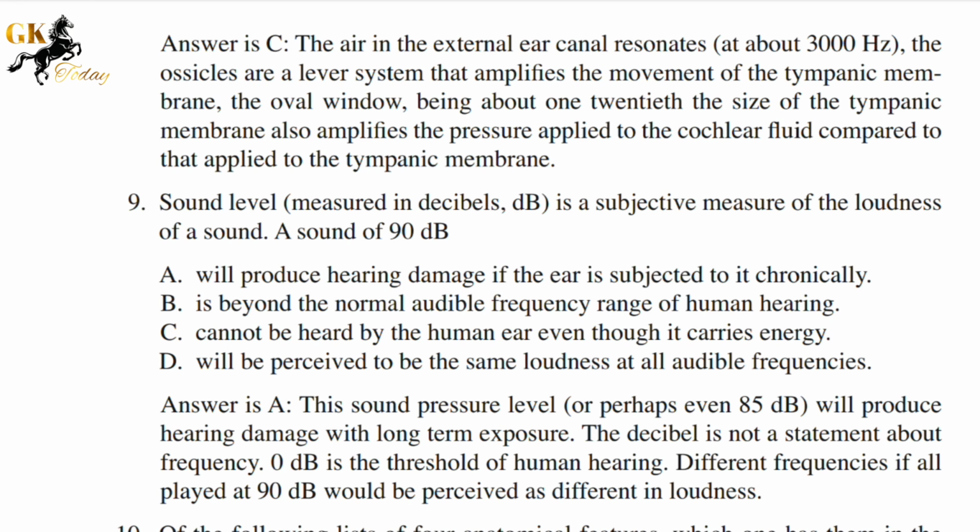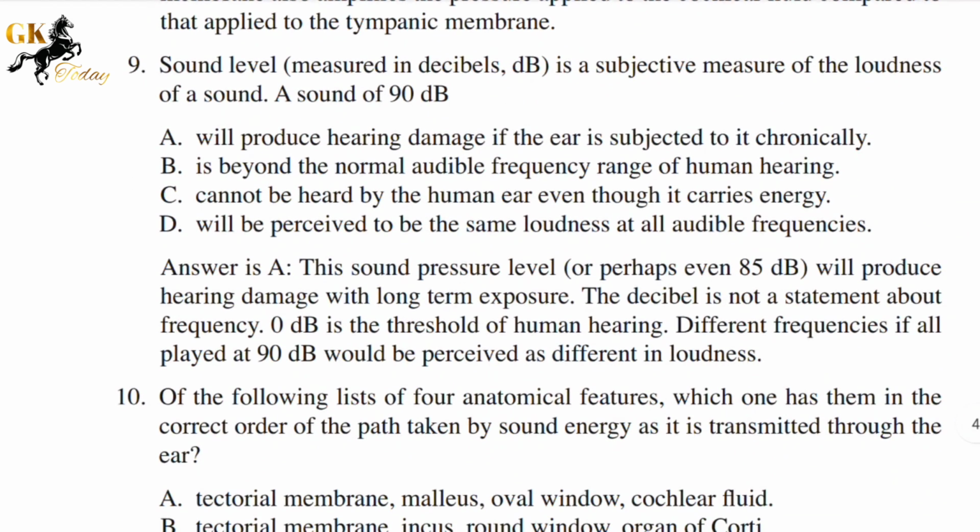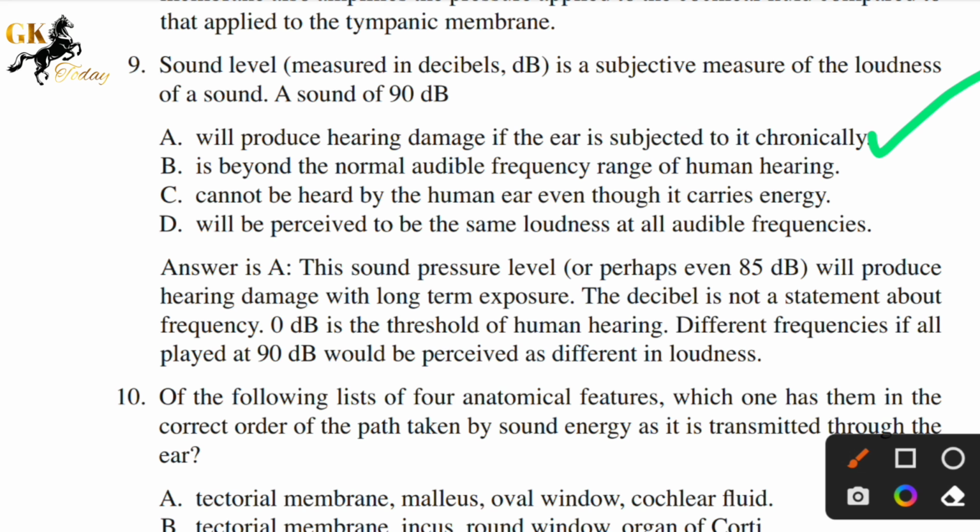Sound level measured in decibels is a subjective measure of the loudness of a sound. A sound of 90 decibels will produce hearing damage if the ear is subjected to it chronically, is beyond the normal audible frequency range of human hearing, cannot be heard by the human ear even though it carries energy, or will be perceived to be the same loudness at all audible frequencies. Option A. Will produce hearing damage if the ear is subjected to it chronically.